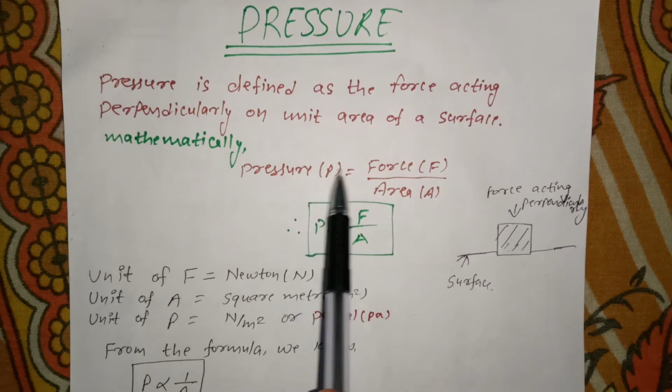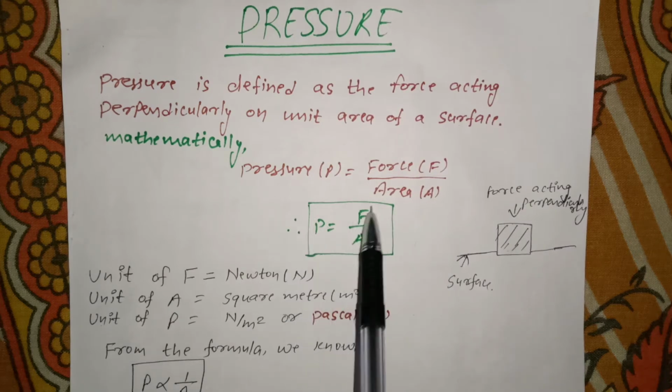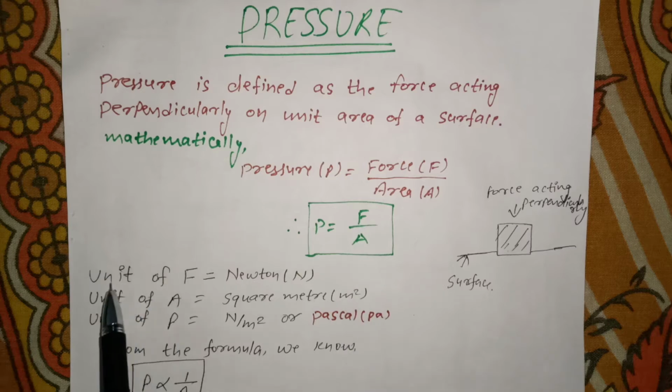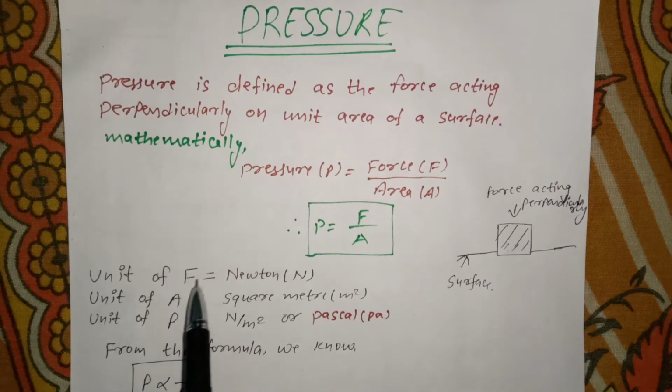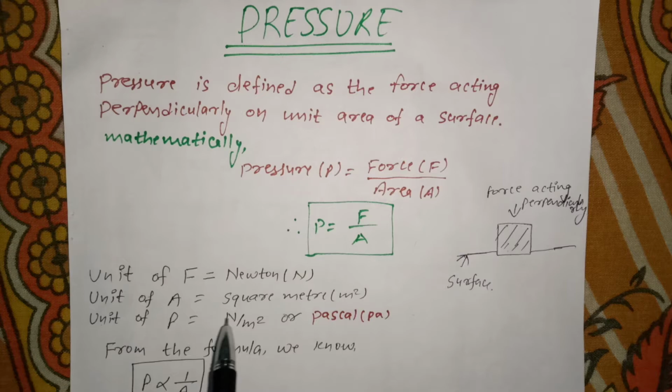Mathematically, pressure can be written as F by A, that is force by area. This is the short form P is equal to F by A that you need to understand. Now unit of force is Newton, unit of area is square meter or meter square, then unit of pressure will be Newton by meter square, that is also called Newton per meter square, or in common term it is called Pascal, that is denoted by Pa.